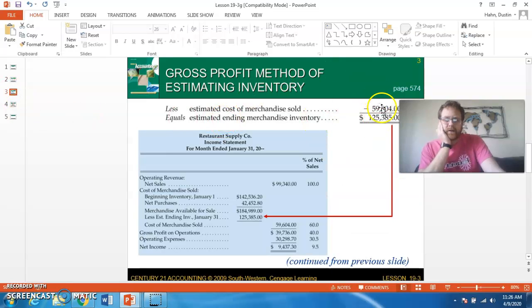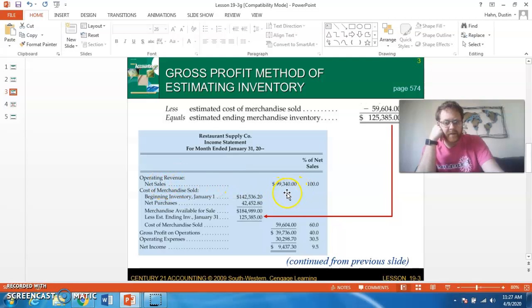Then right here, less: you subtract your estimated cost of merchandise sold, which equals our estimated ending merchandise inventory. Again, as I walk through the work together, some numbers are going to fall into place, and I'm guessing this will probably make a little more sense as I walk through the work together for you. So hang tight. Right here, it's talking about the net sales.